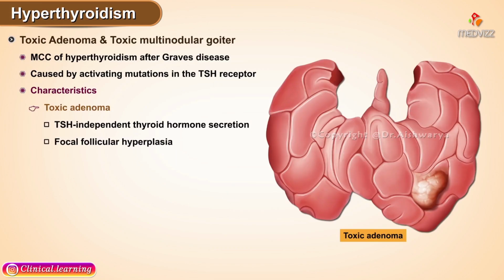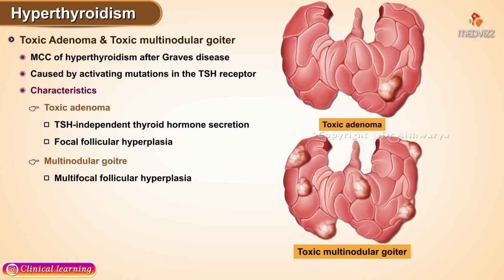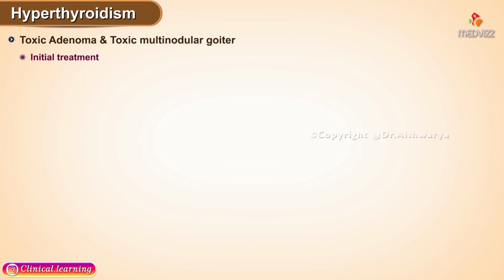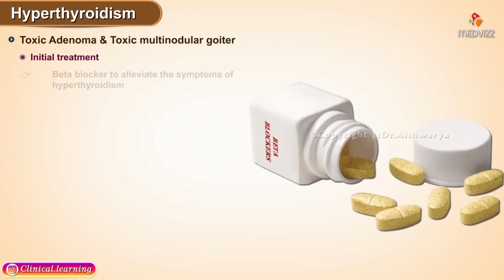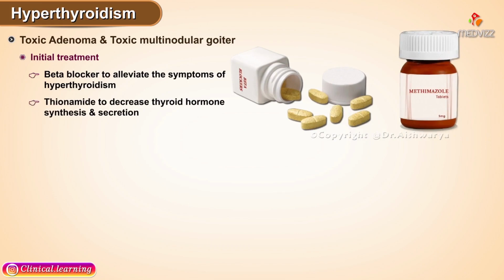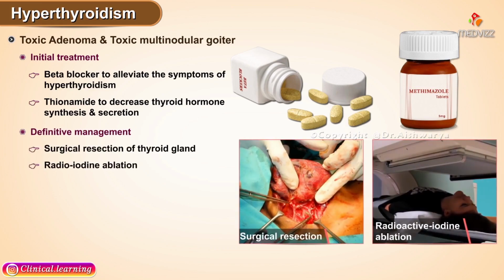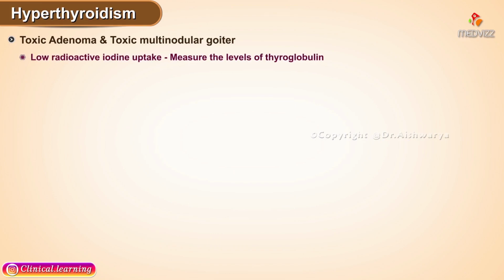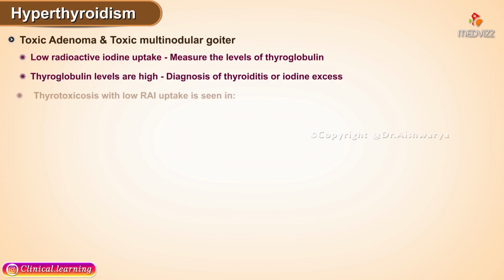Toxic adenoma and toxic multinodular goiter are the most common causes of hyperthyroidism after Graves' disease and are most often caused by activating mutations within the TSH receptor. These are characterized by TSH-independent thyroid hormone secretion and focal follicular hyperplasia in toxic adenoma and multifocal follicular hyperplasia in multinodular goiter. The initial treatment of both toxic adenoma and multinodular goiter includes a beta blocker to alleviate the symptoms of hyperthyroidism and a thionamide, which are the antithyroid drugs, to decrease the thyroid hormone synthesis and secretion. However, definitive management is only with surgical resection of the gland or by radioactive iodine ablation.